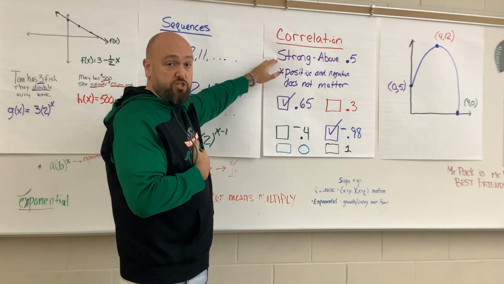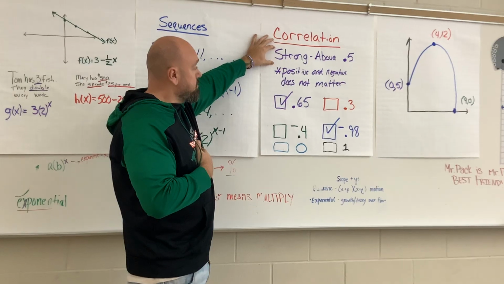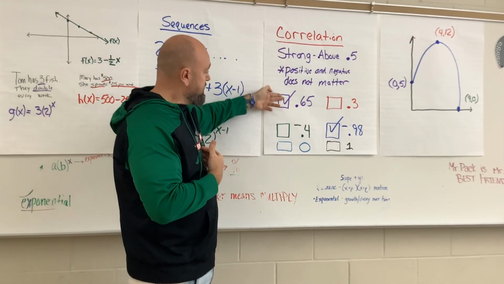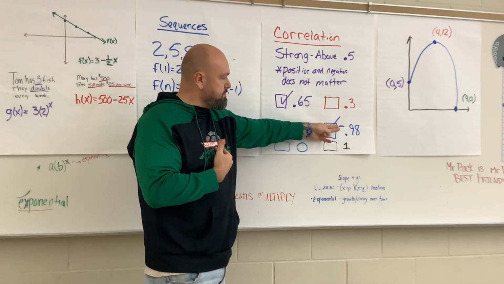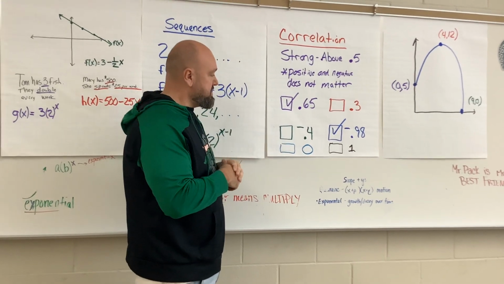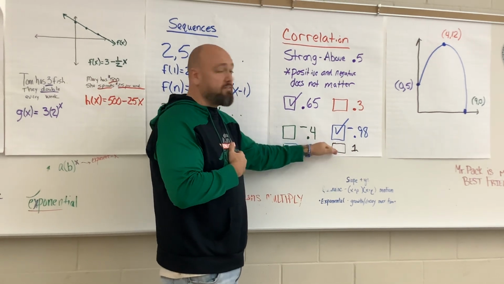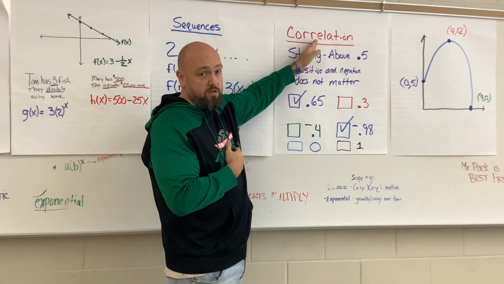As far as correlation is concerned, we know that strong correlation is above 0.5, which means weak correlation is below 0.5. So here I've checked the strong boxes. It doesn't matter that it's a negative, but what does matter is that 0 means nothing and 1 means causation, so they'll never be your answer if you're looking for correlation.